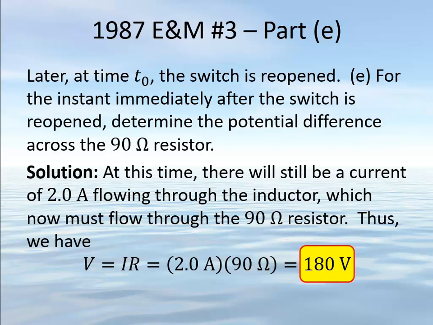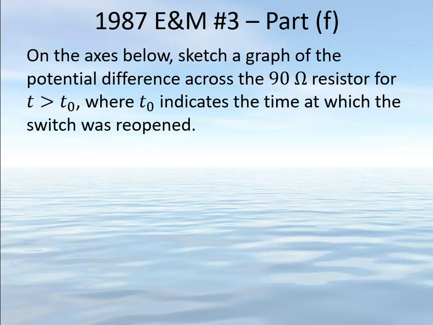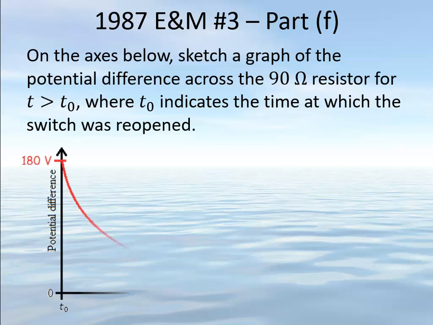It's going to go through the resistor. You know the potential difference across a resistor, V equals IR, so you're going to get 180 volts of potential difference across that resistor. And then, part F: on the axes that they gave, sketch a graph of V versus t, where t is greater than t0, and t0 indicates the time at which the switch has been reopened.